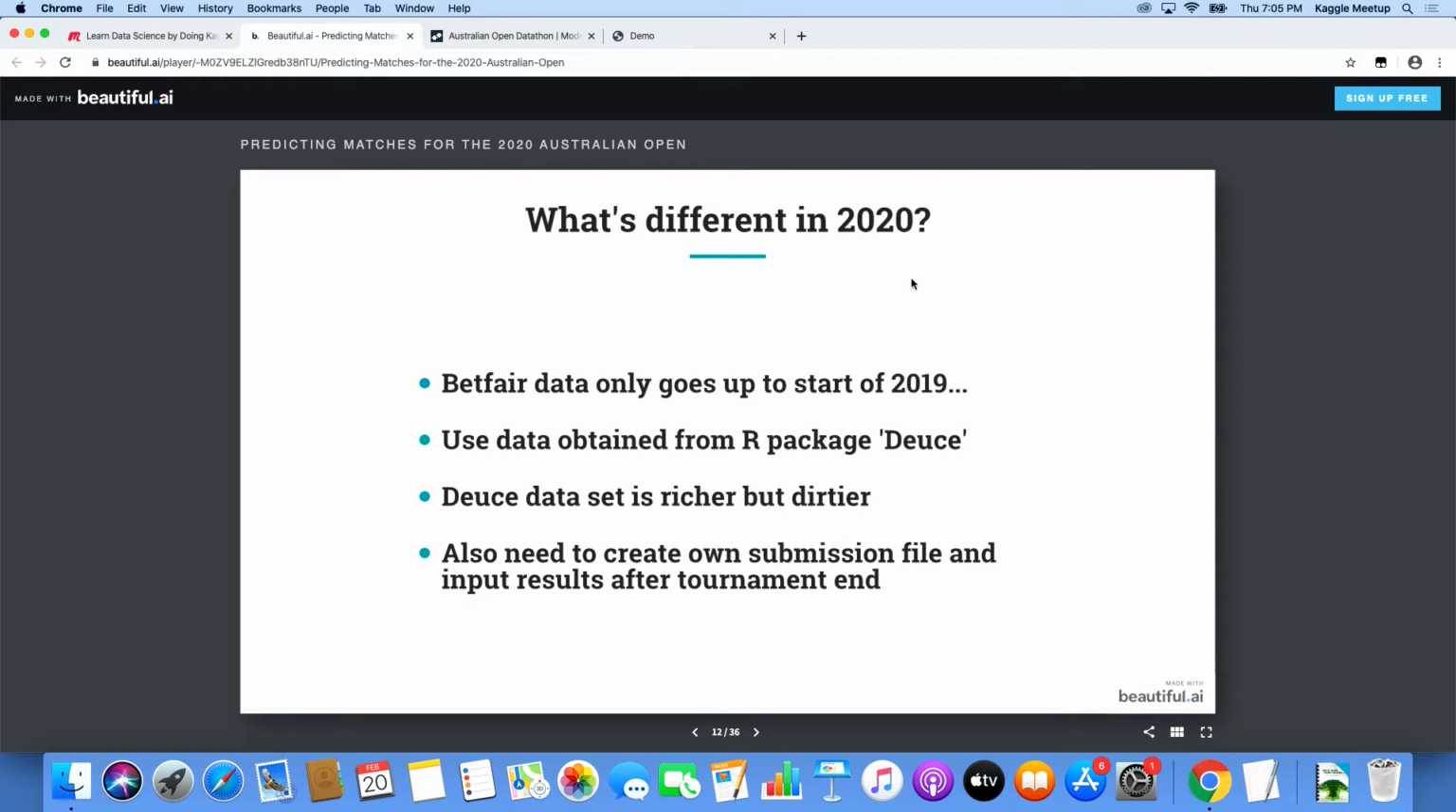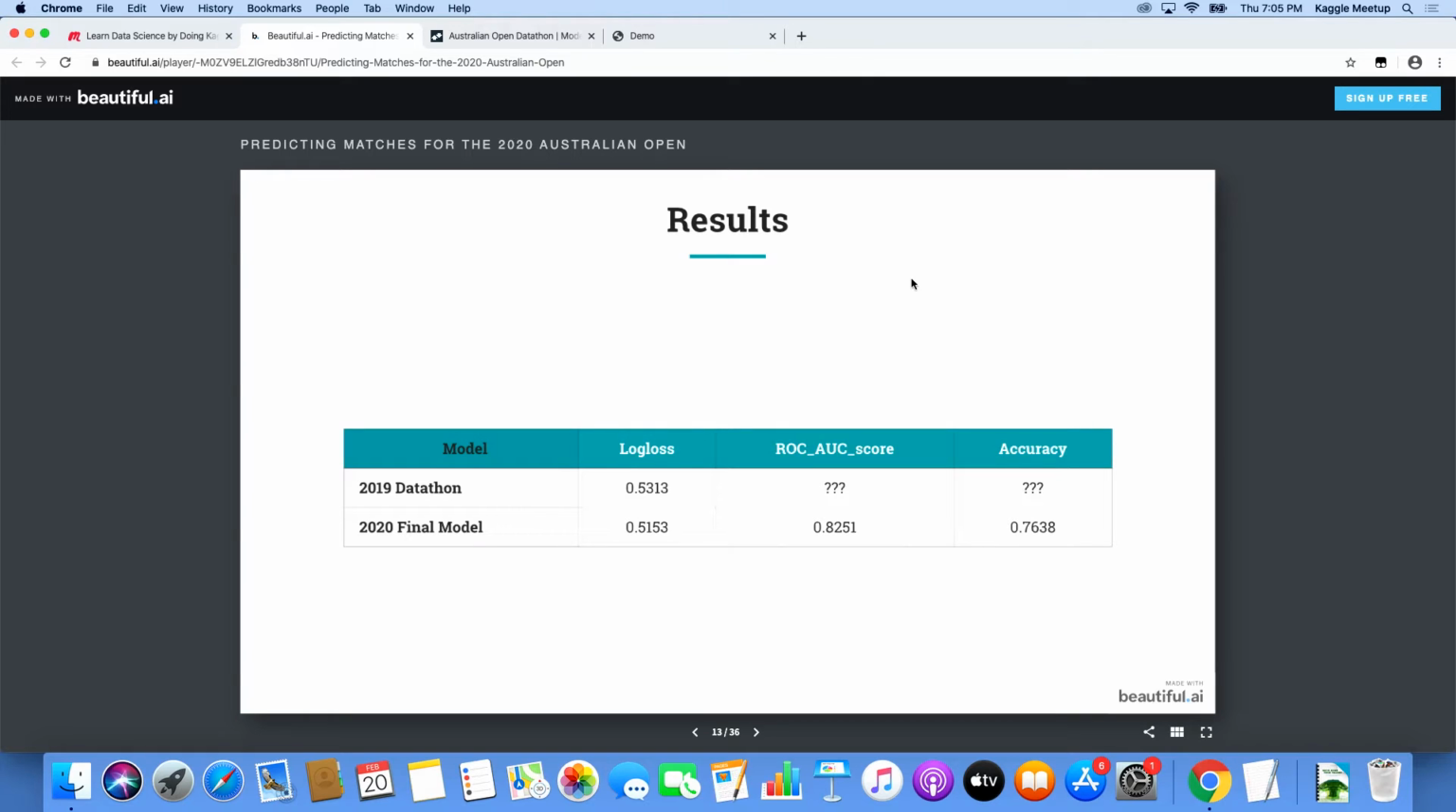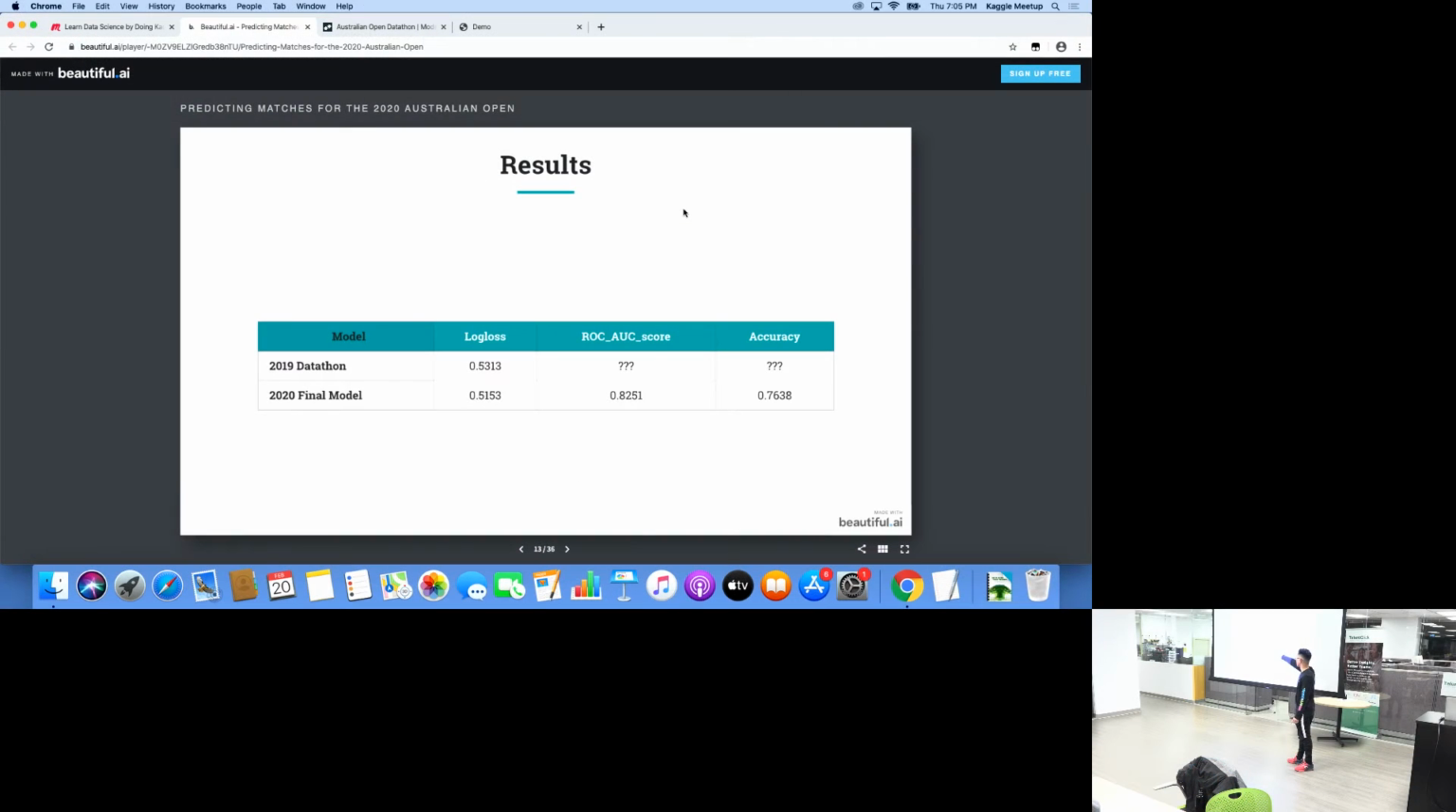But yeah, that's pretty much it. So this is how I did. This is the men's score from the 2019 Datathon, and this is my final model this year for the 2020 Australian Open. I don't have the AUC scores and accuracy because the model I used for the 2019 competition was trained on a different data set. Trying to make it compatible with the data I have now, I just couldn't be bothered renaming all the variables. But yeah, definite improvement. I'm pretty sure the AUC score and accuracy would also be better.